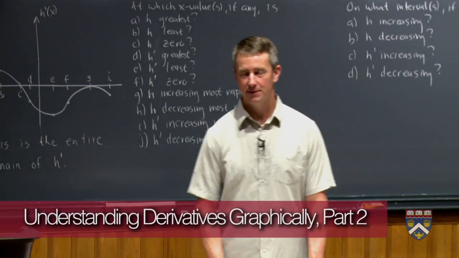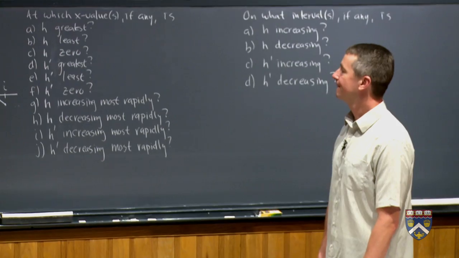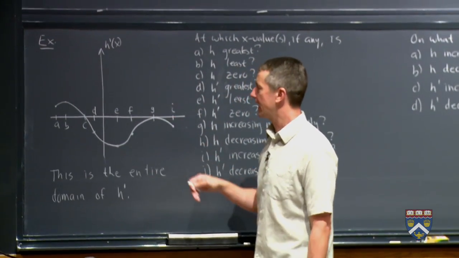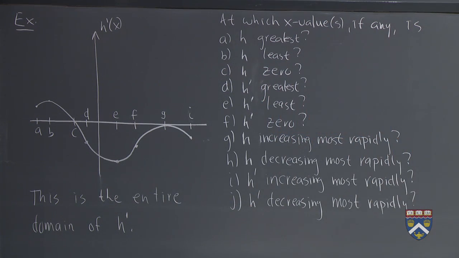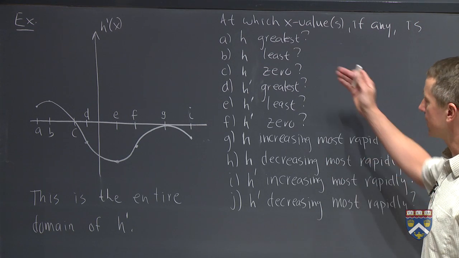We have one more graphical example to look at here, a slightly more complicated graph. Now we're calling it h prime. We've left off the h from the x-axis, and again, we have the entire domain. So since it's a graph of h prime, let's start with the easy questions first and answer, for example, these three.